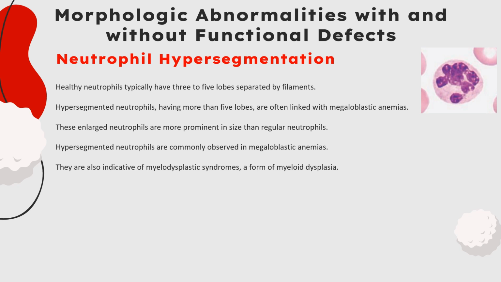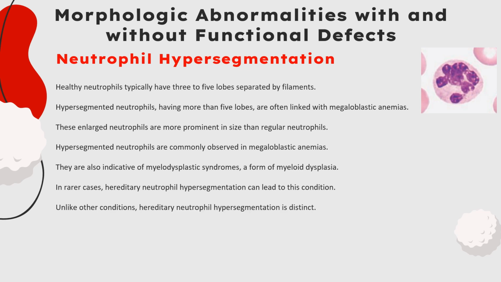Hypersegmented neutrophils can also be indicative of myelodysplastic syndromes, a form of myeloid dysplasia. In rarer cases, hereditary neutrophil hypersegmentation can lead to this condition. Interestingly, unlike other conditions, hereditary neutrophil hypersegmentation is distinct. Individuals with this genetic disorder don't display symptoms or signs of megaloblastic anemia.